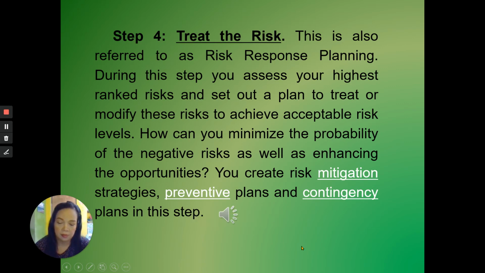Step 4. Treat the risk. This is also referred to as risk response planning. During this step, you assess your highest risk and set out a plan to treat or modify this risk to achieve acceptable risk levels. How can you minimize the probability of the negative risk as well as enhance the opportunities? You create risk mitigation strategies, preventive plans, and contingency plans in this step. So step 4, treat the risk. You have 3 ways to do that. One is to mitigate. Mitigate means to stop. Preventive means to avoid. And to have a contingency plan means to have a backup or an emergency plan.